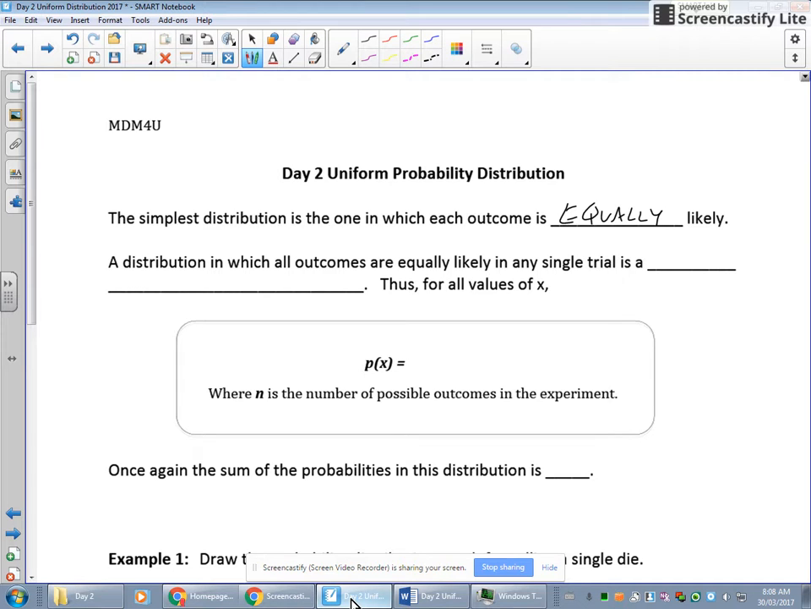So a distribution in which all outcomes are equally likely in any single trial, we call this a uniform probability distribution.